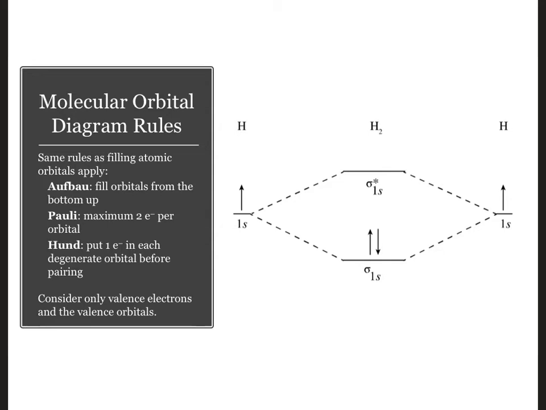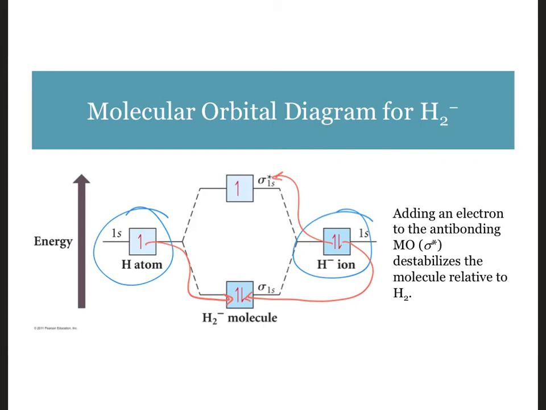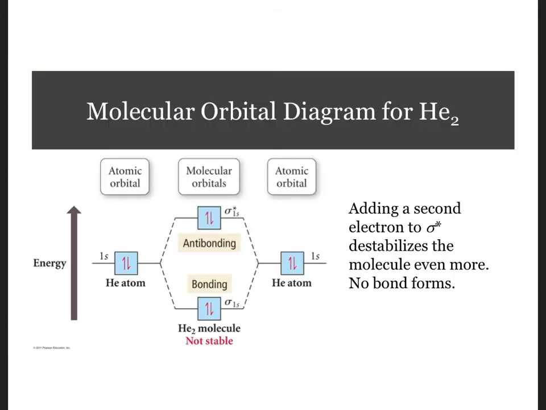Let's look at another MO diagram. What if we were to combine a hydrogen atom with 1 electron, on the left, with a hydride ion containing 2 electrons, shown on the right? We would still place 2 electrons in the sigma 1s molecular orbital, but now we have a third electron that has to go into the anti-bonding sigma 1s orbital. Anytime you have 2 electrons showing up in an anti-bonding molecular orbital, it will destabilize the molecule.